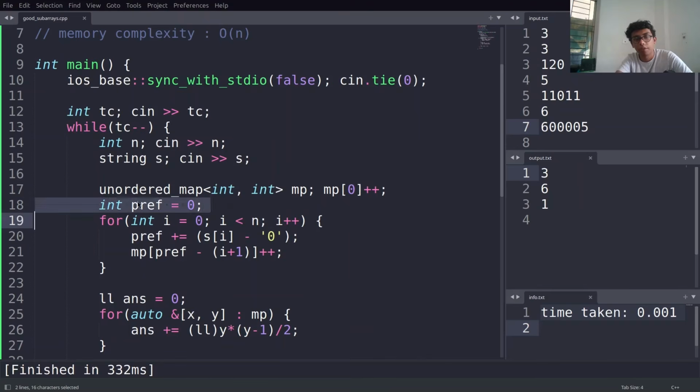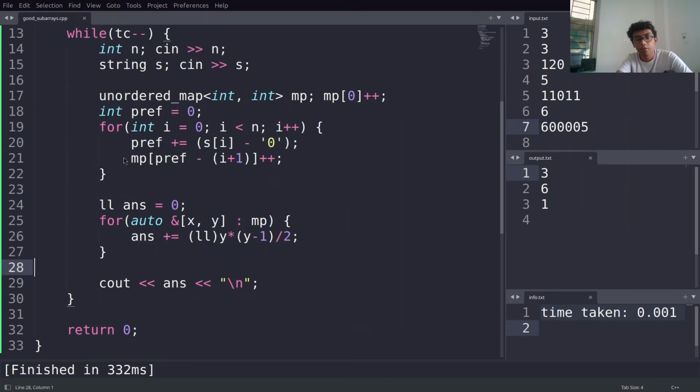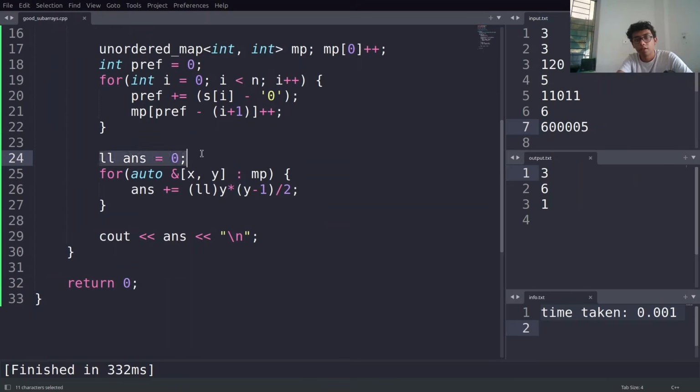So we write map of 0 plus plus. Here the prefix value stores the prefix. We don't need to make a prefix array because we only care about the current value of prefix, so we're just directly having one variable for it. We are increasing map of prefix minus I plus 1, so we are counting the specific value of prefix minus I. Then for the final answer, we're counting how many pairs we can find of the same values of prefix of I minus I. We just use the normal formula y times y minus 1 by 2 for NC2 pairs. And finally, we print the answer.